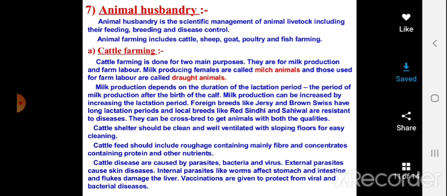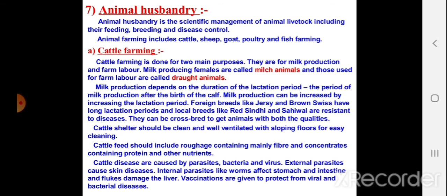Now not only that they are used for eating purpose, even the fish, they are used for making some important medicinal oil and the vitamin sources. So we can say that mankind is highly dependent upon the animal and animal products. So animal husbandry is one of the important parts along with the agriculture activities. So animal husbandry is the scientific management of animal livestock, including their feeding, breeding and disease control.